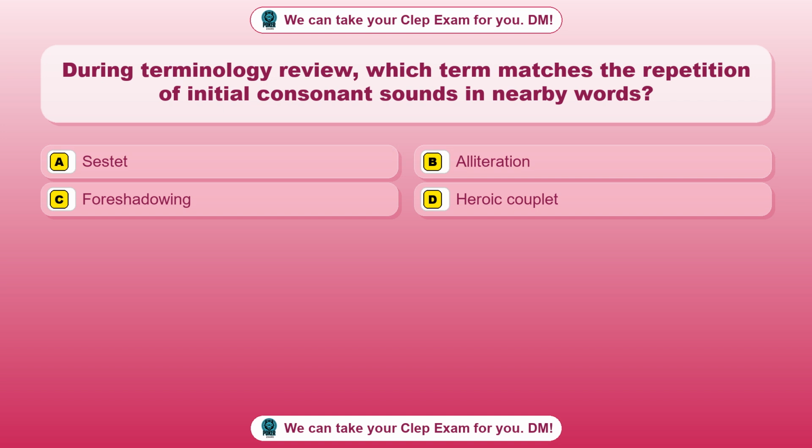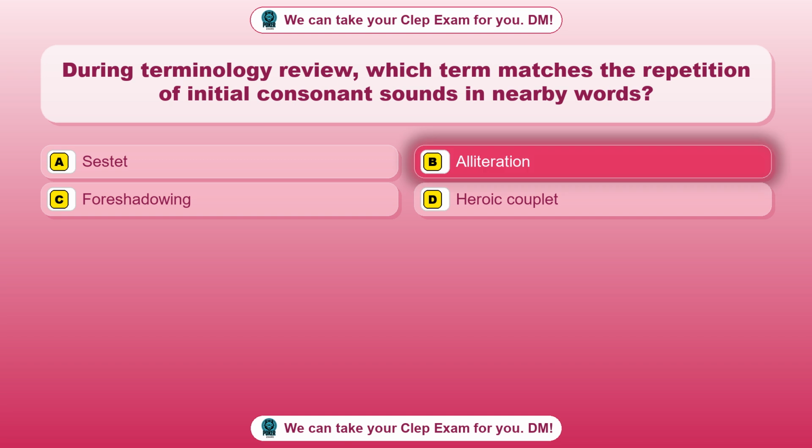Question 51. During terminology review, which term matches the repetition of initial consonant sounds in nearby words? Option A, sestet. Option B, alliteration. Option C, foreshadowing. Option D, heroic couplet. The correct answer is option B, alliteration.